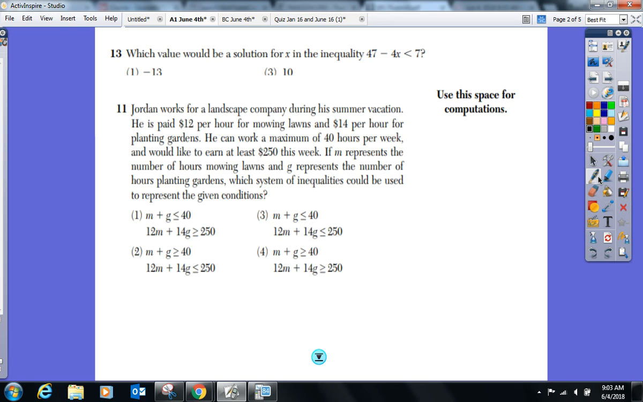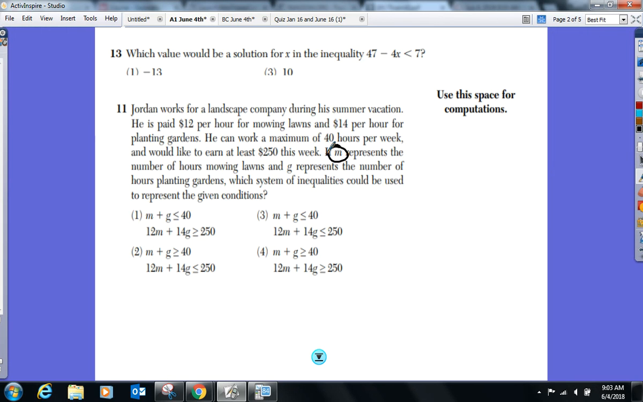Okay, there's a bunch of stuff going, a lot of reading. That automatically scares me when there's a lot of reading right there. M, what's M representing? Hours mowing, and G represents hours planning. All right. He pays $12 per hour for mowing lawns. So what can I put for that one? 12M. And 14 for planting gardens. 14G. I'll get back there in a second.